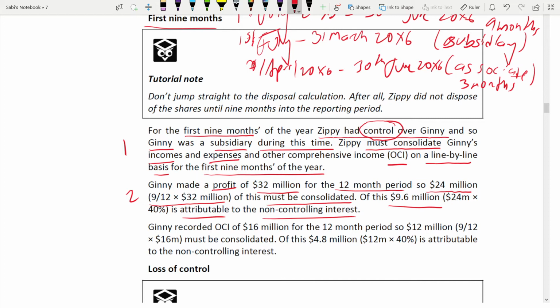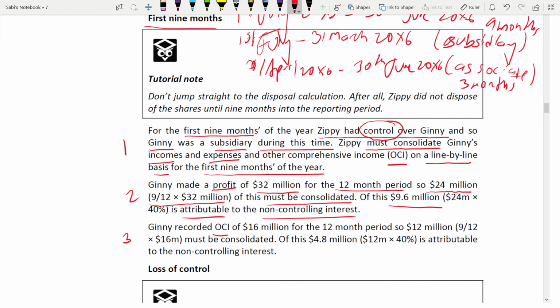Second paragraph is, third paragraph is OCI. Please see how the paragraphs are divided. This helps you a lot in starting or structuring your answer in paragraph form. Each item in each paragraph, line by line, because we told line by line. So profit, second paragraph. OCI, third paragraph.